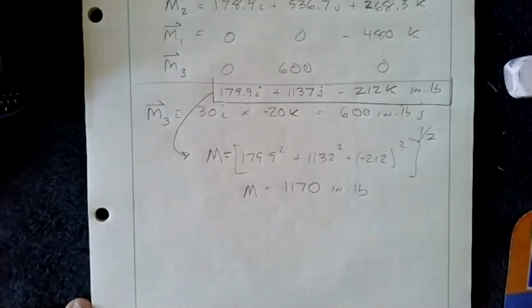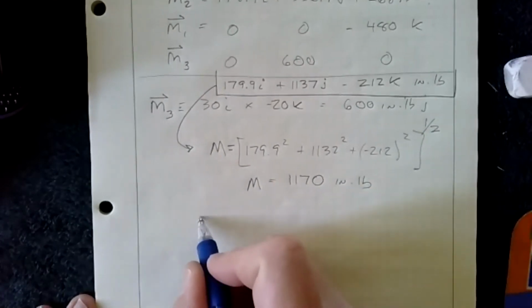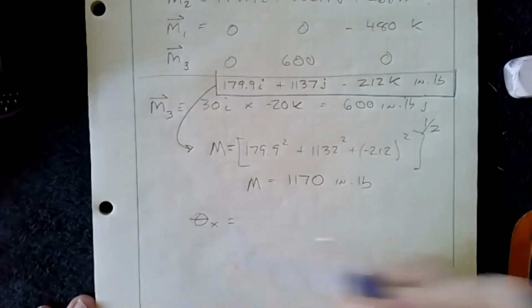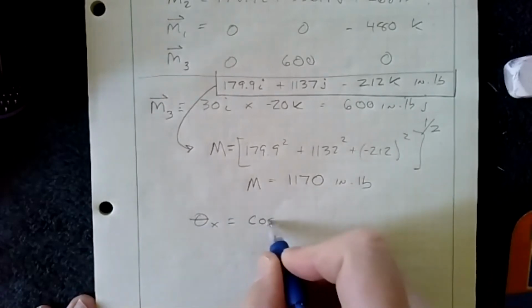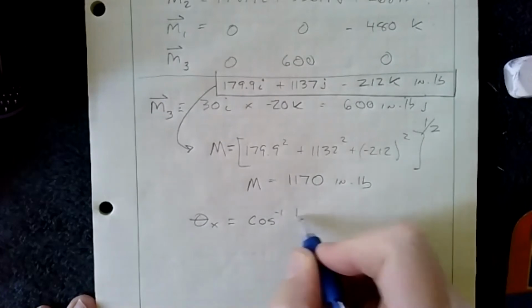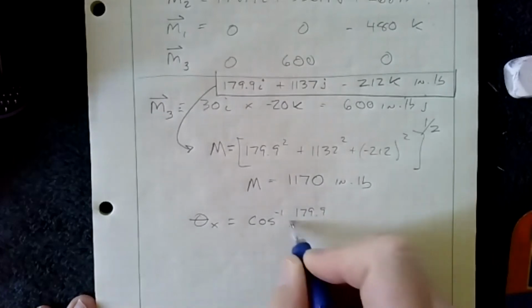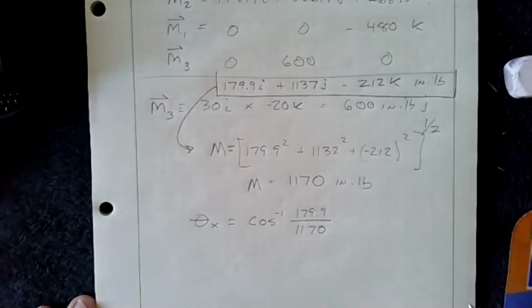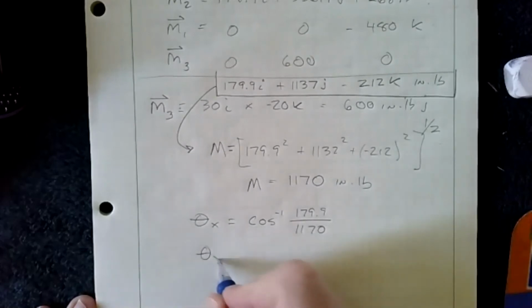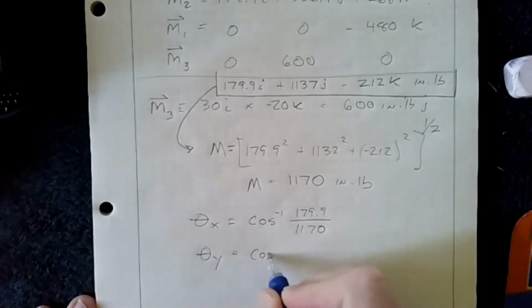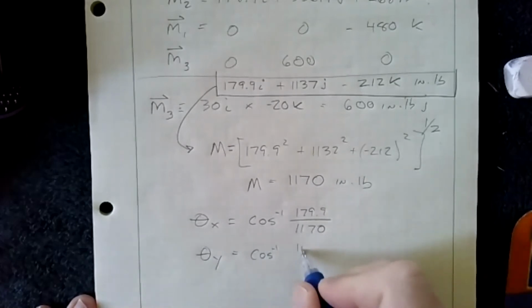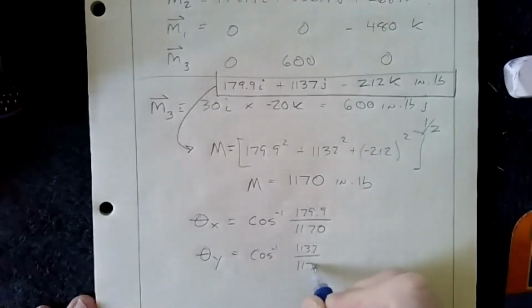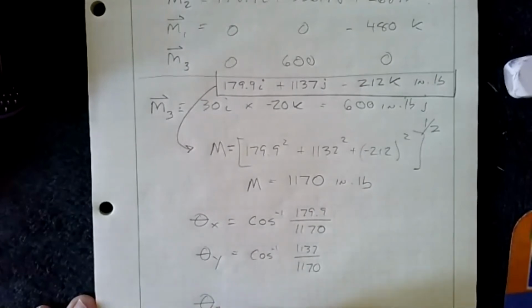And then if I want the angles, I do the same thing as before. I know that theta x is what? It's equal to the inverse cosine of 179.9 over 1170, and so forth. Theta y is inverse cosine of 1137 over 1170, and theta z is inverse cosine of negative 212 over 1170.